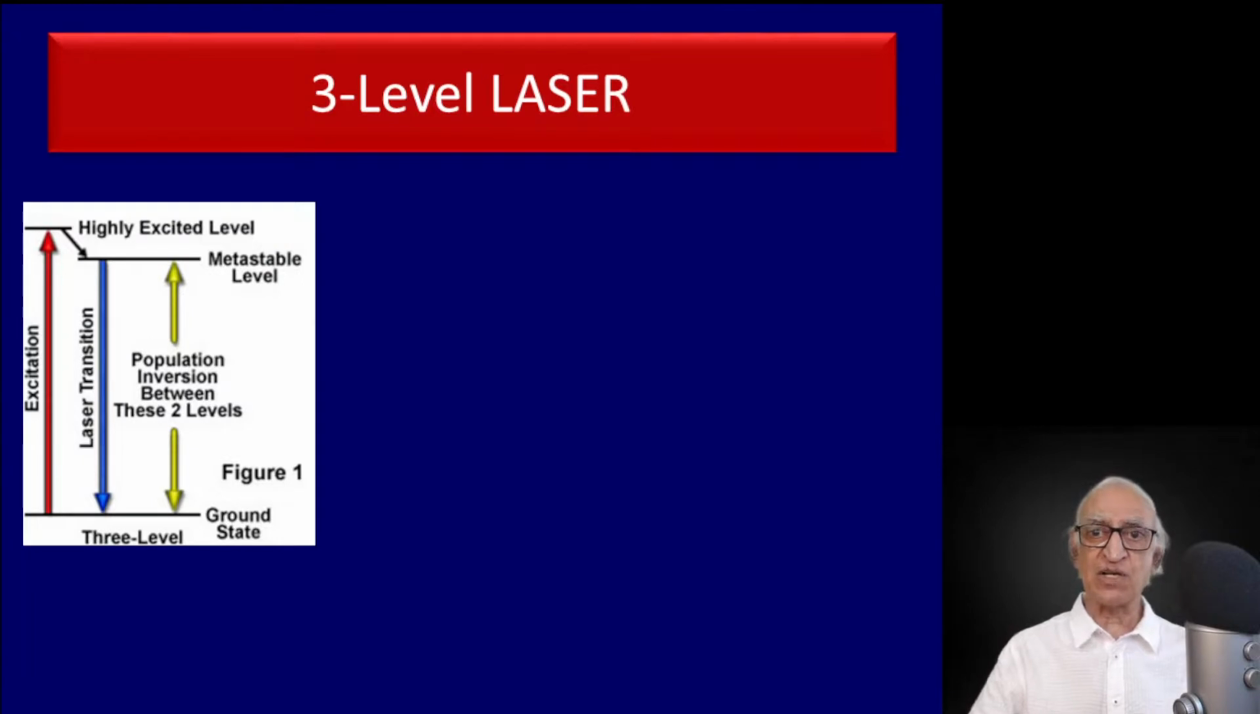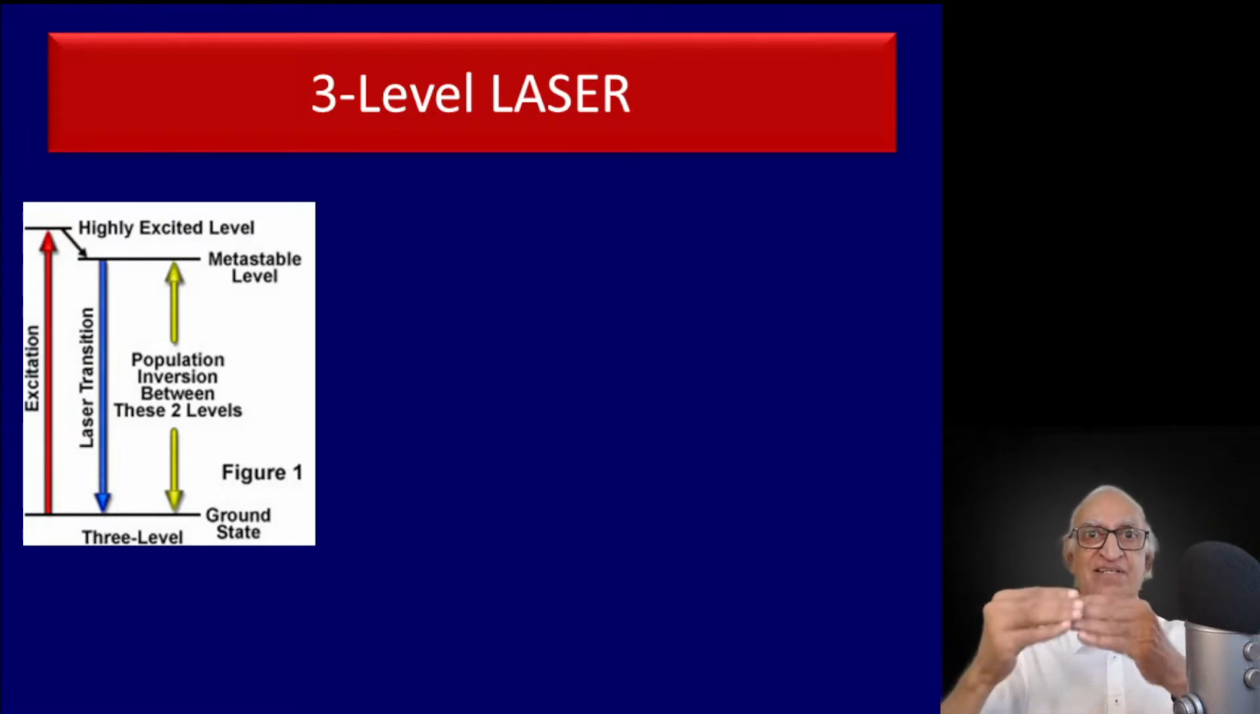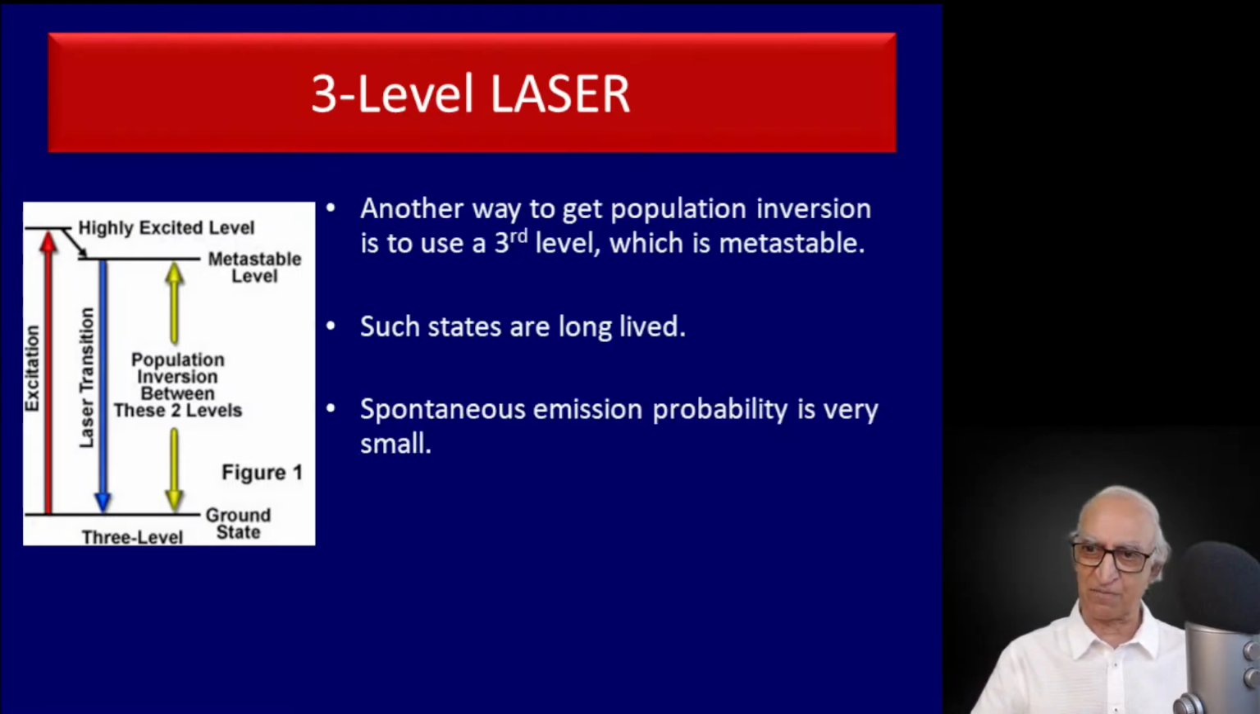Now, if you don't have a unique system like an ammonia molecule or the hyperfine level of hydrogen atom, what you do is to use a three-level system. You have a ground state, an excited state. In between, you have an intermediate state, which is metastable. That means it has a very long lifetime. So you excite an atom or a molecule from the ground state to an excited state, and it jumps to the metastable state because the lifetime of that is very large. All the atoms and molecules accumulate in this metastable state. Then you tickle it with an external radiation, and bingo, they all jump down, and you have a laser.